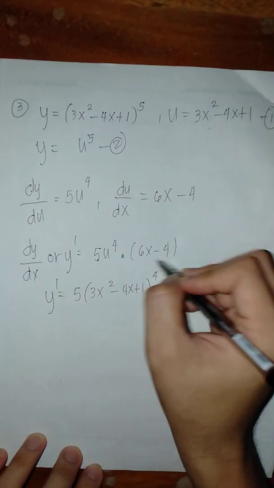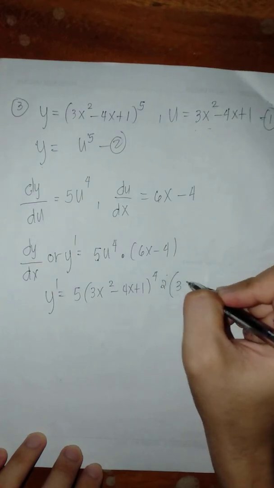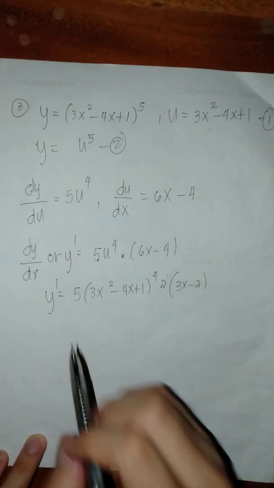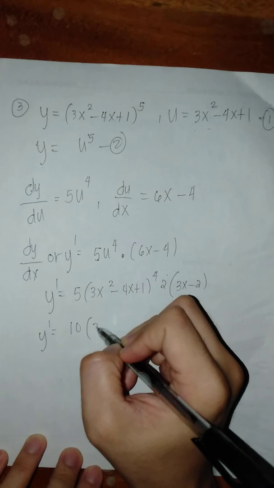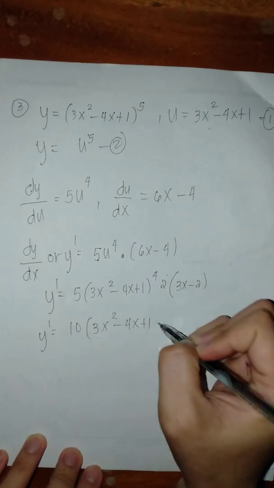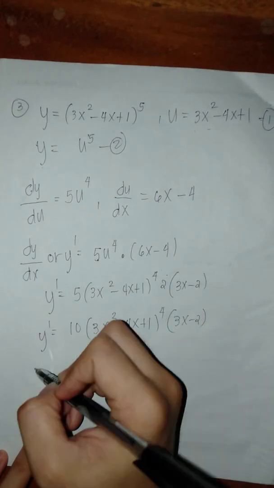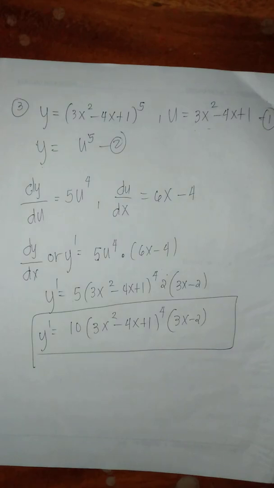Then, dito, common yung 2. So, pwede mong i-pull out, di ba? May iwan, 3x minus 2. Then, multiply mo. So, 5 times 2, so their final answer will be 10 times 3x squared minus 4x plus 1 raised to the 4th power times 3x minus 2. And this is your answer. That's how you apply chain rule.